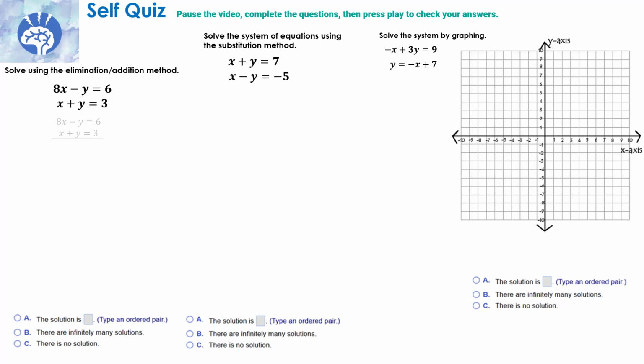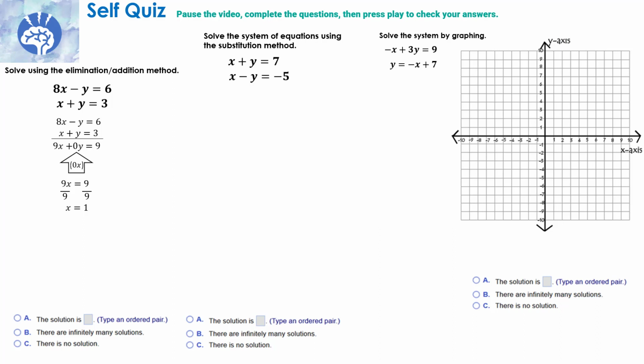The easiest thing to do is to add straight down to see if we get rid of an x or a y. 8x plus x is 9x. Negative y plus y is our 0y, yay, and then 6 plus 3 is 9. We have a 0y, woohoo! Now we have 9x equals 9, divide by 9 on both sides, so x equals 1.